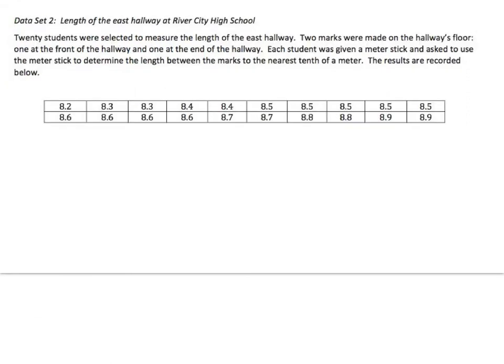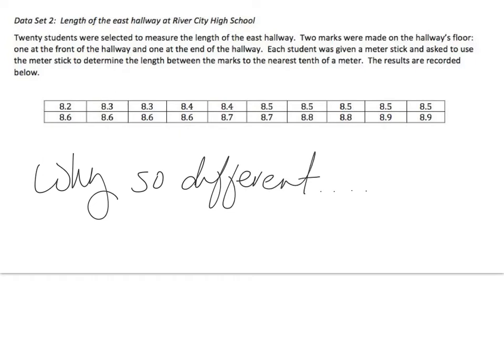Data set 2, the length of the east hallway at River City High School. 20 students were selected to measure the length of the east hallway. 2 marks were made on the hallway's floor, one at the front of the hallway and one at the end of the hallway. Each student was given a meter stick and asked to use the meter stick to determine the length between the marks to the nearest tenth of a meter. The results are recorded below. Well, that's interesting. How do we go from 8.2 to 8.9? Why would the same hallway have different reported measures of length? Why so different, right? I don't know. That's a little crazy. What measures of length of the hallway do you think are the most accurate from the data set? Do you think the 8.2 is the most accurate? Do you think the 8.9 is most accurate? Or somewhere in the middle, right?